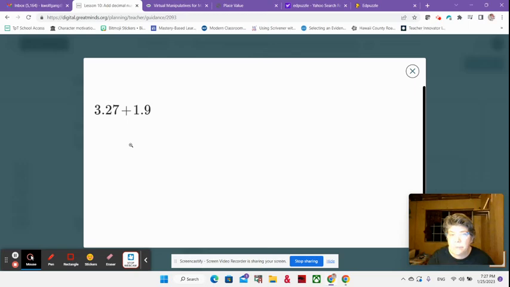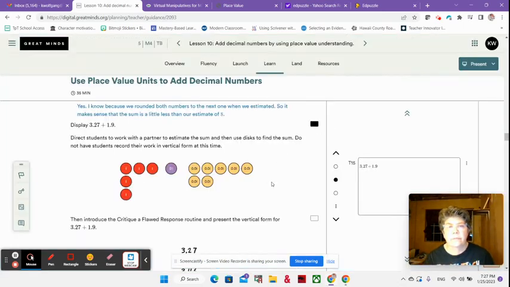Now we're going to have to put the answer into your Edpuzzle here. So put your answer in when you have your place value discs and you've solved this. Go ahead and put your answer in your Edpuzzle for me right there. Okay, and we're going to move on.